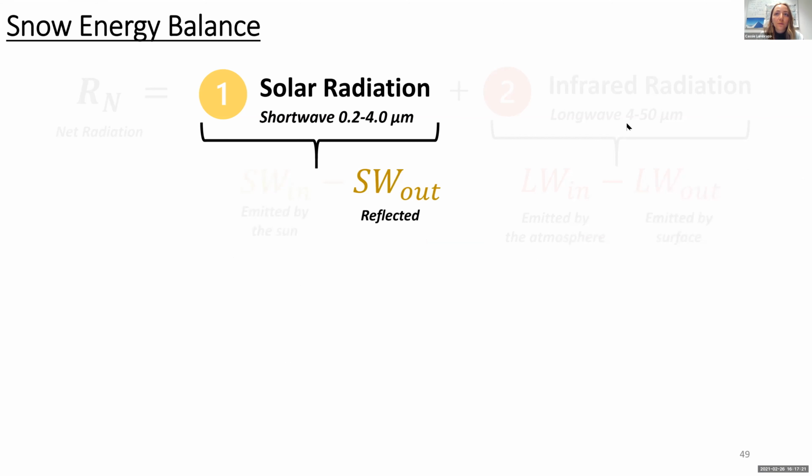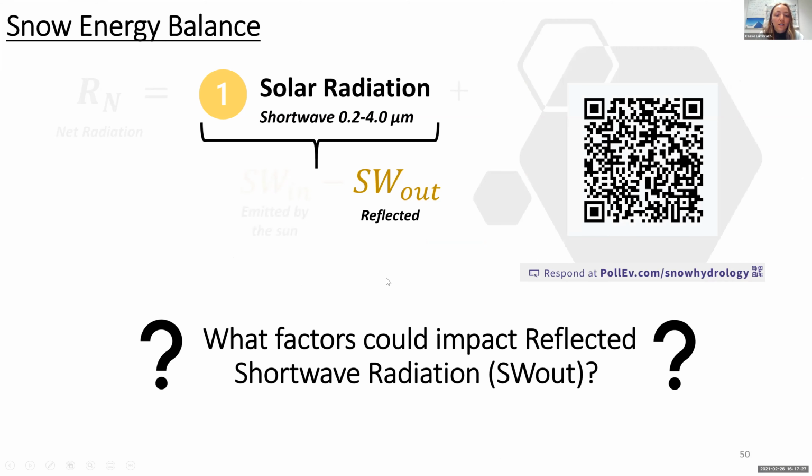So let's do the same thing, since everybody is so great at this. Let's think about what factors could impact the reflective shortwave radiation. So this is a shortwave out component. Okay, it should be active now. So just like before, put in there and upvote what you think could impact the reflective shortwave radiation.